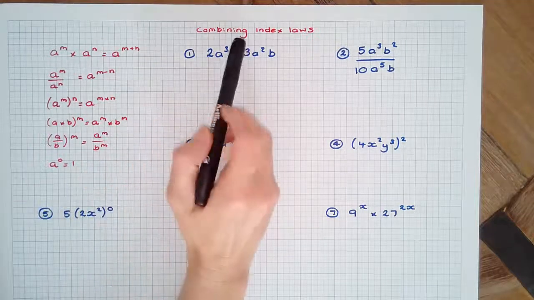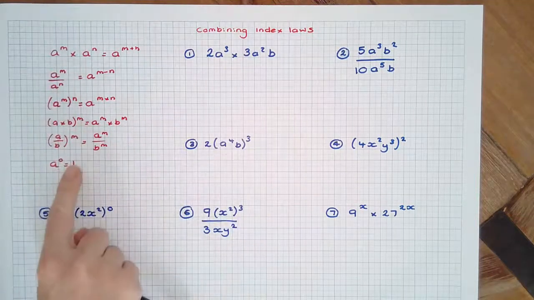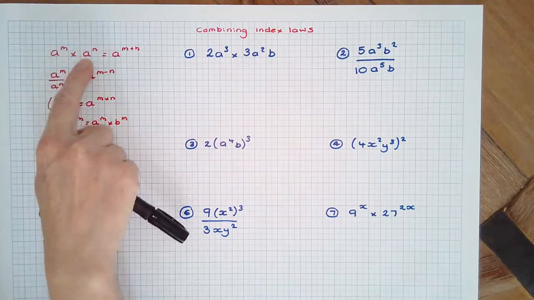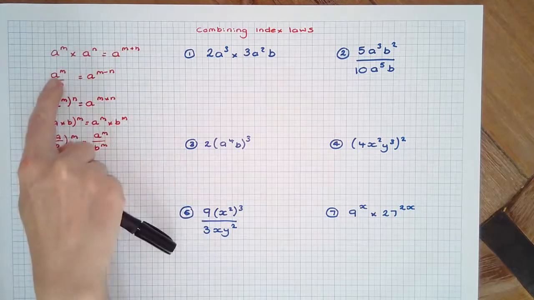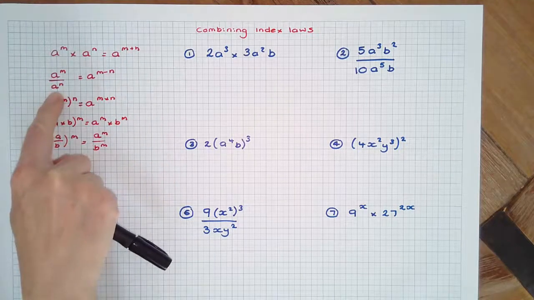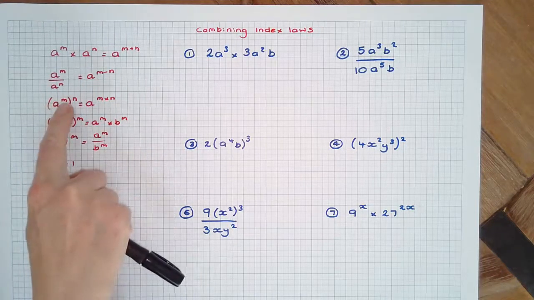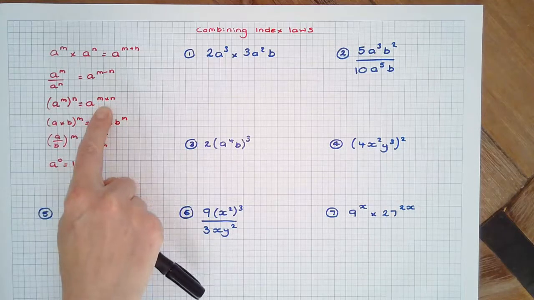In this video, we're going to have a look at combining index laws. These are the index laws we've learnt so far. Multiplying numbers with the same base, we add the powers. Dividing numbers with the same base, we subtract the powers. Raising a power to a power, we multiply the powers.